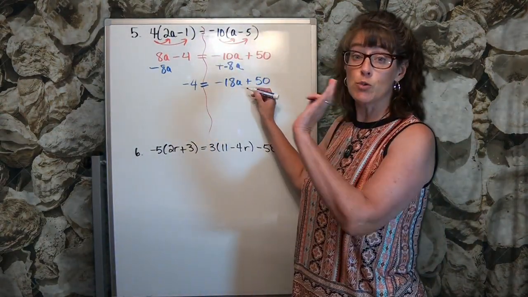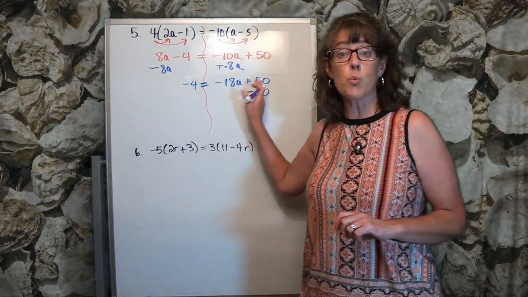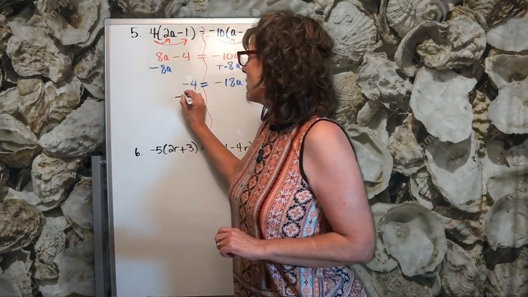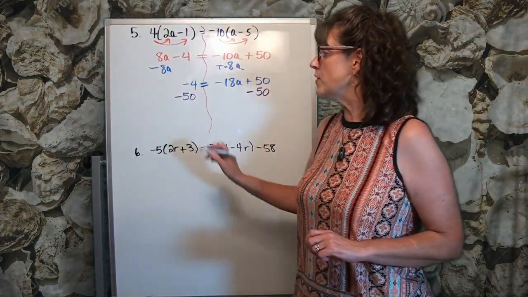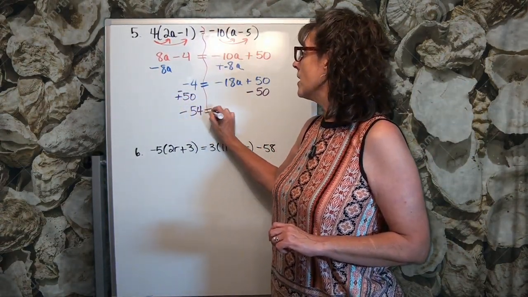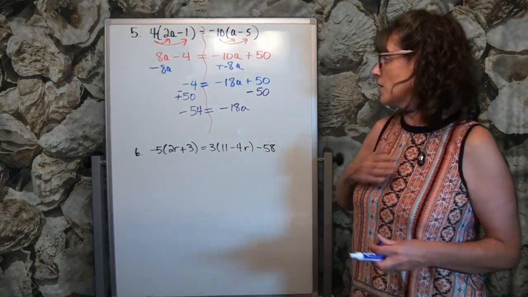And remember, when you move things around, you got to do the opposite. When you're moving across the wall, you always do the opposite to get across the wall. So a negative 4 minus a 50, or if you prefer, plus a negative 50, will give me a negative 54. And on this side, a negative 18a. Once again, sign in front's a sign that goes.